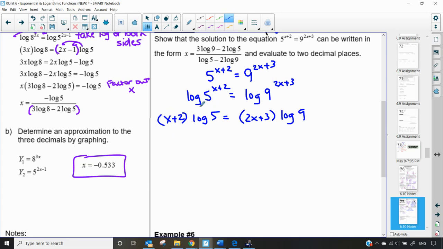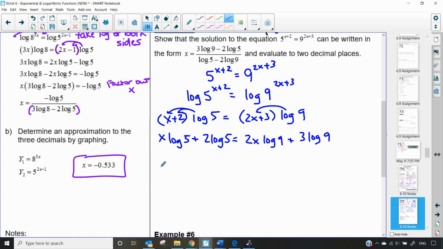All right, so multiplying this through, we're going to have x log 5 and 2 log 5. So x log 5 plus 2 log 5 equals 2x log 9 plus 3 log 9. Now we want to combine our like terms, so I'm going to bring my x's to one side and my numbers to the other side.